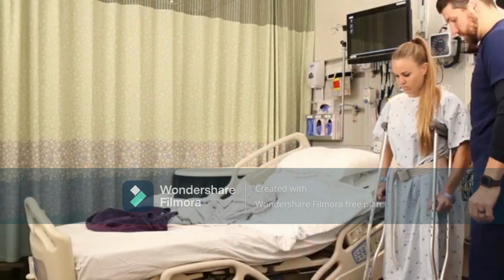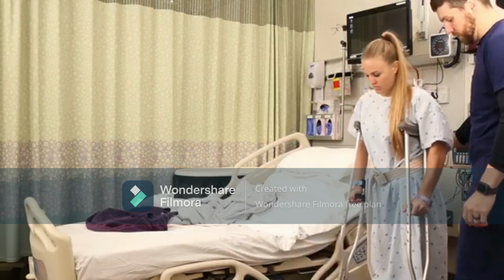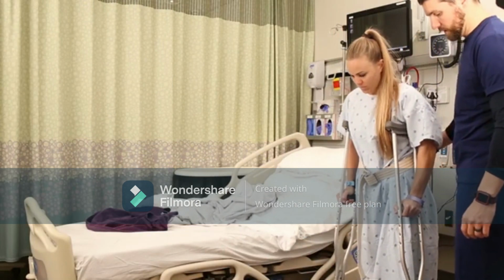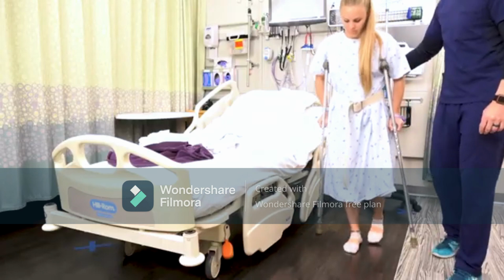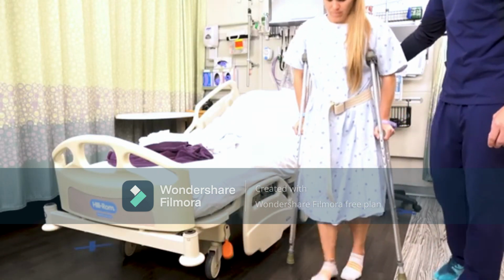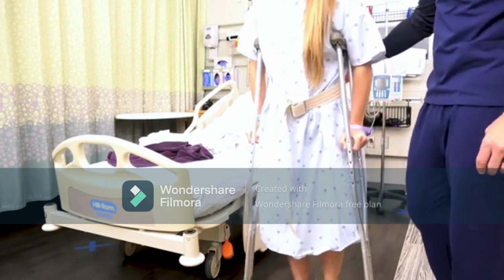Now, for crutches, for partial weight bearing, we use a 3-point gait. They should advance the crutches and the bad leg at the same time, then the good leg. Crutches and bad, and then the good leg.